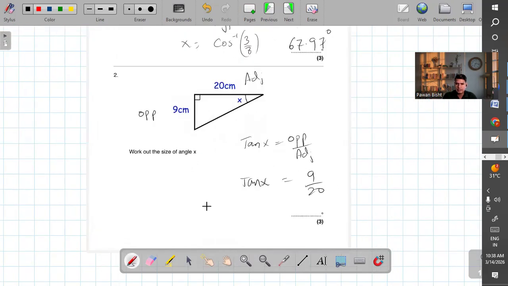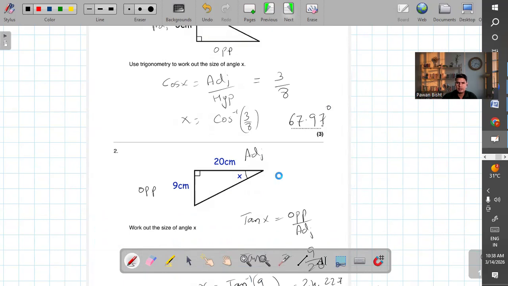Again, to find X, we do tan inverse 9 over 20. Right? Put it in your calculator. Tan inverse 9 over 20. The answer will be 24.227. So if you want to round it off, you can write 24.23. Clear? Right? Easy, right? Next.